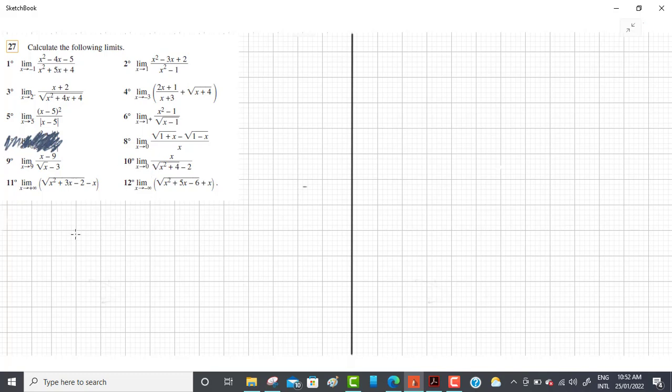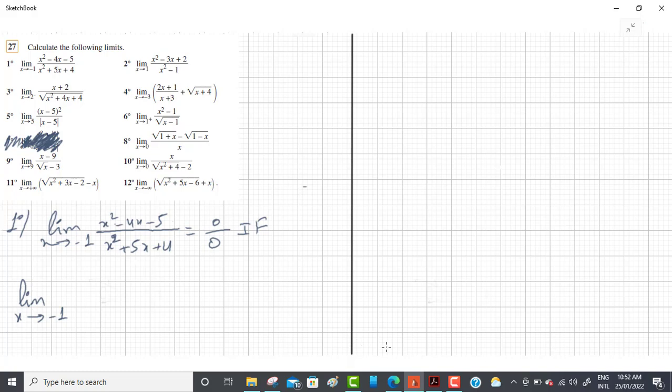Okay. Part 1, we need to calculate the limit as x tends to minus 1 of (x squared minus 4x minus 5) over (x squared plus 5x plus 4). If you replace x by minus 1, you will obtain 0 over 0. It's an indeterminate form. So you need to find, as we said yesterday, when you get 0 over 0 indeterminate form, you have to factorize and simplify. In most of the cases, x tends to minus 1.